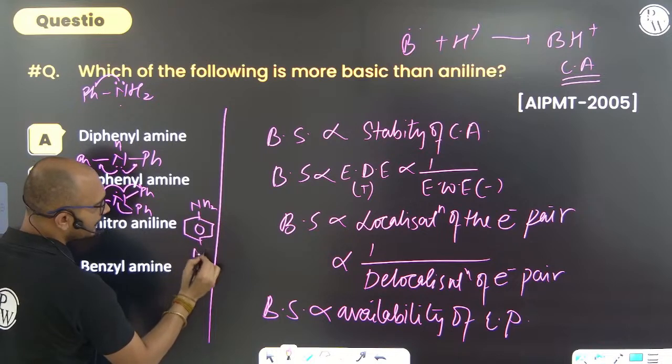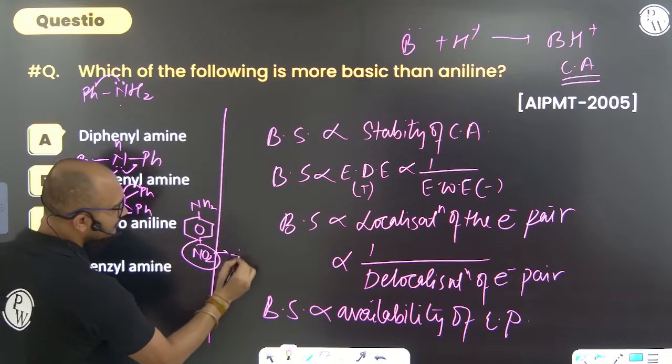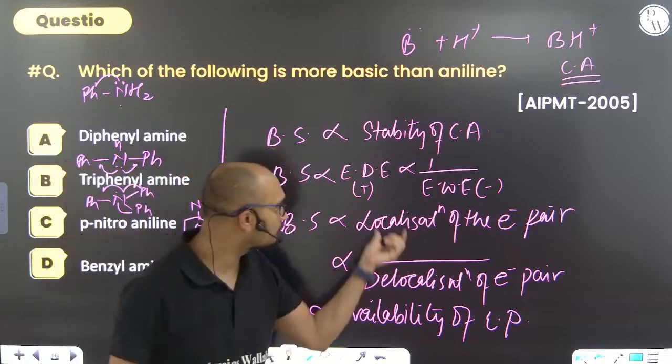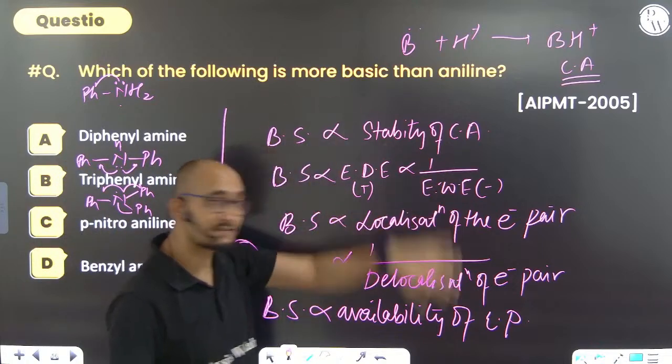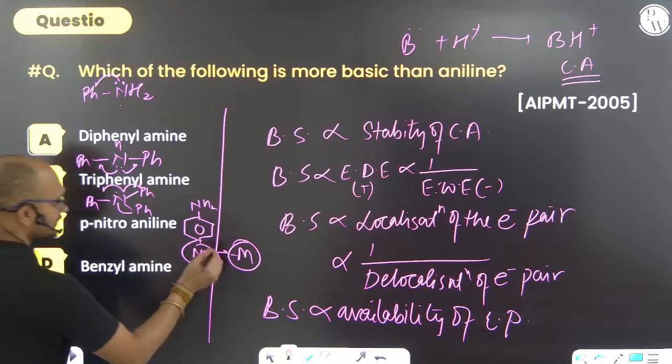Para-nitroaniline. Now what will nitro do? Nitro is minus M effect. And due to minus M effect, what will happen? Electron withdrawing effect is inversely proportional to basic strength. So here also basic strength decreases.